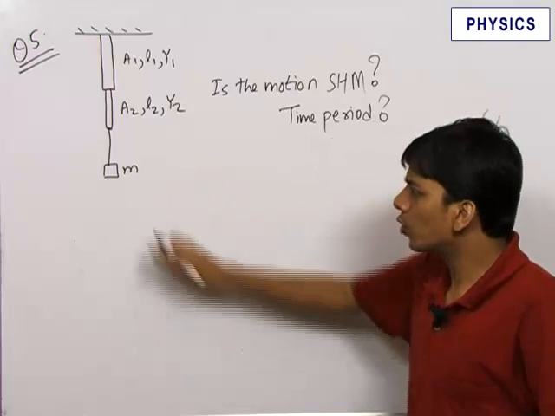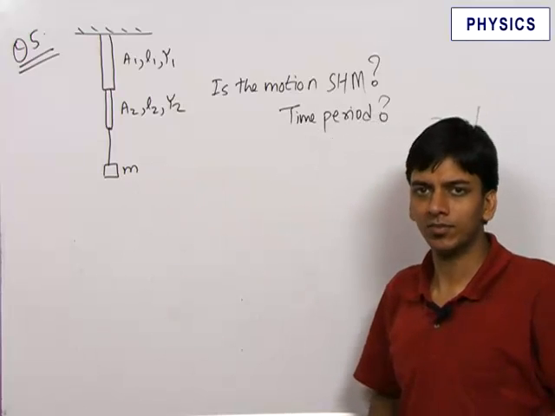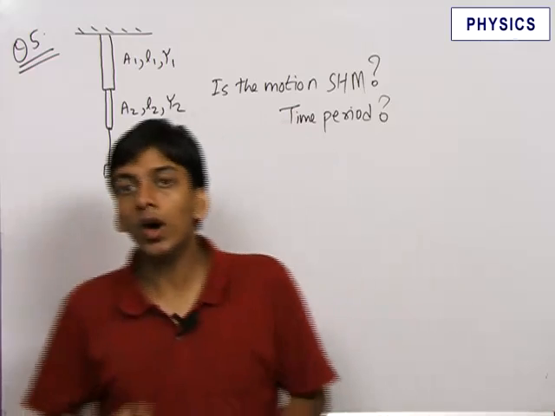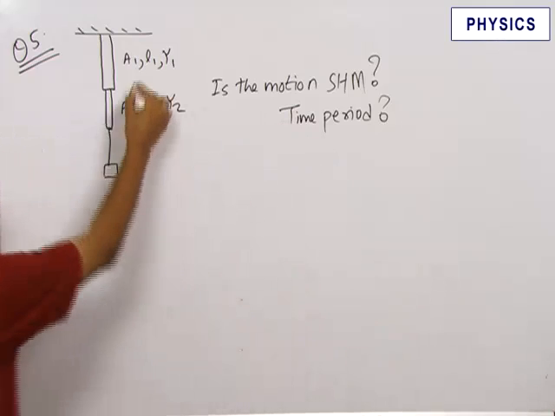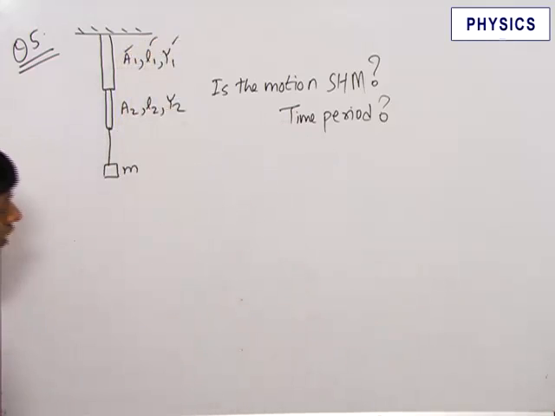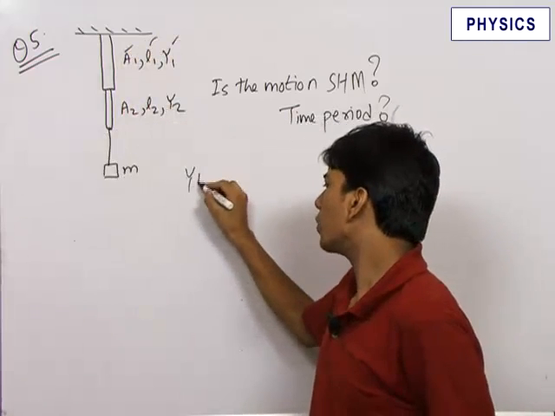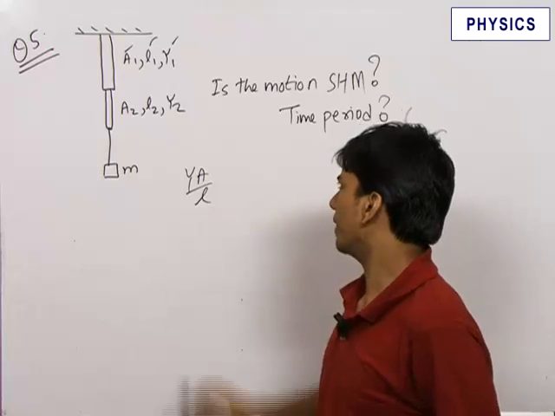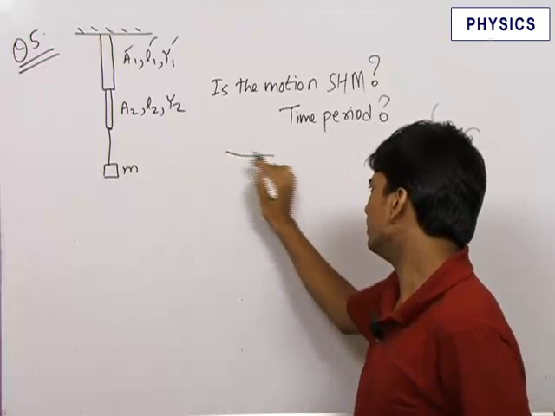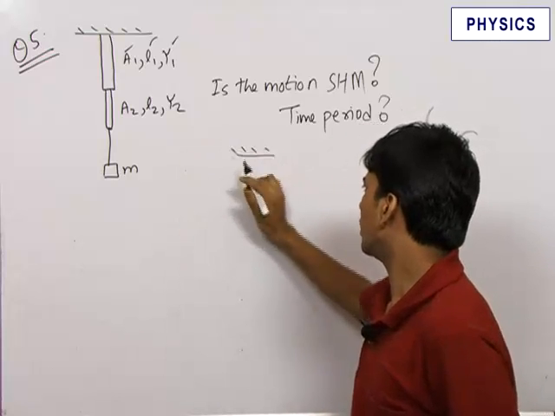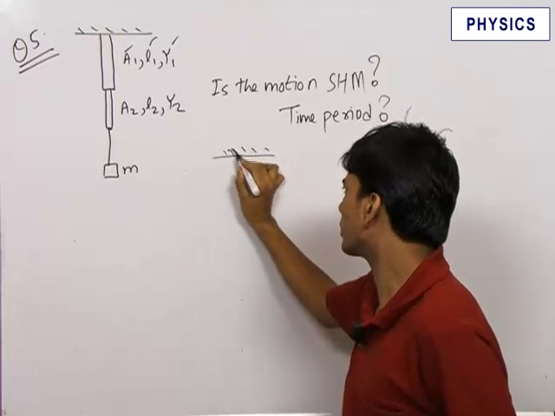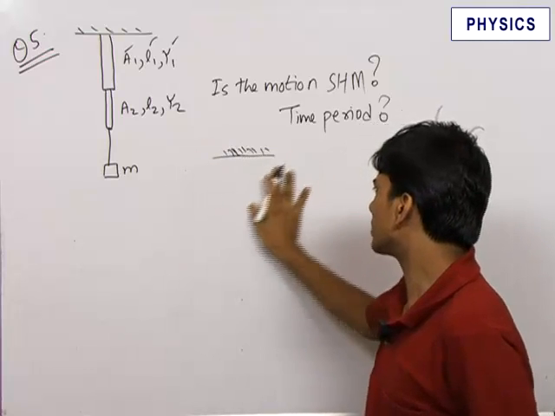Now the motion of this block will definitely be an SHM, because as I told you, a rod with a given Young's modulus, area of cross section and natural length can always be treated as a spring of spring constant YA upon L. Therefore we redraw the system. This is a trick and the best way to solve the question and solve it faster.